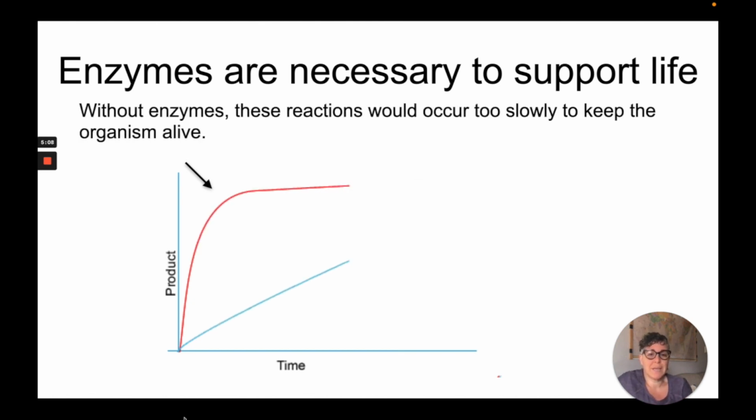Without enzymes, all of these reactions that we just talked about would occur too slowly to keep the organism alive. So in essence, enzymes are necessary to keep organisms alive because of what they do, which is to speed up chemical reactions that are necessary for the function of that living organism.